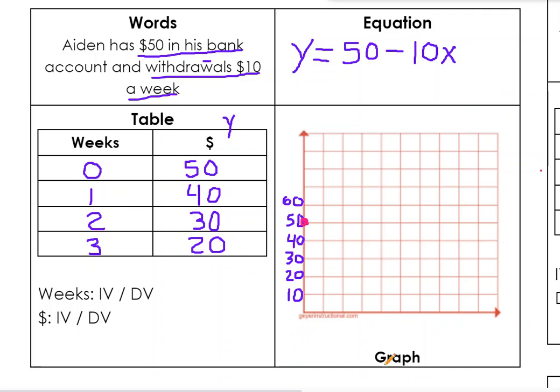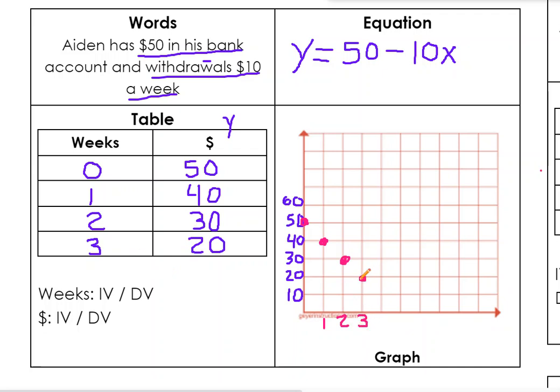My next one's (1, 40), so I'm gonna go over to 1, here's 1. I'm gonna go over to 1 and up to 40, there's my next point, right? My next one says (2, 30), so my next line would be 2, and then I would go up to 30, right? My next one says (3, 20). So I'll go to 3 and then go up to 20.